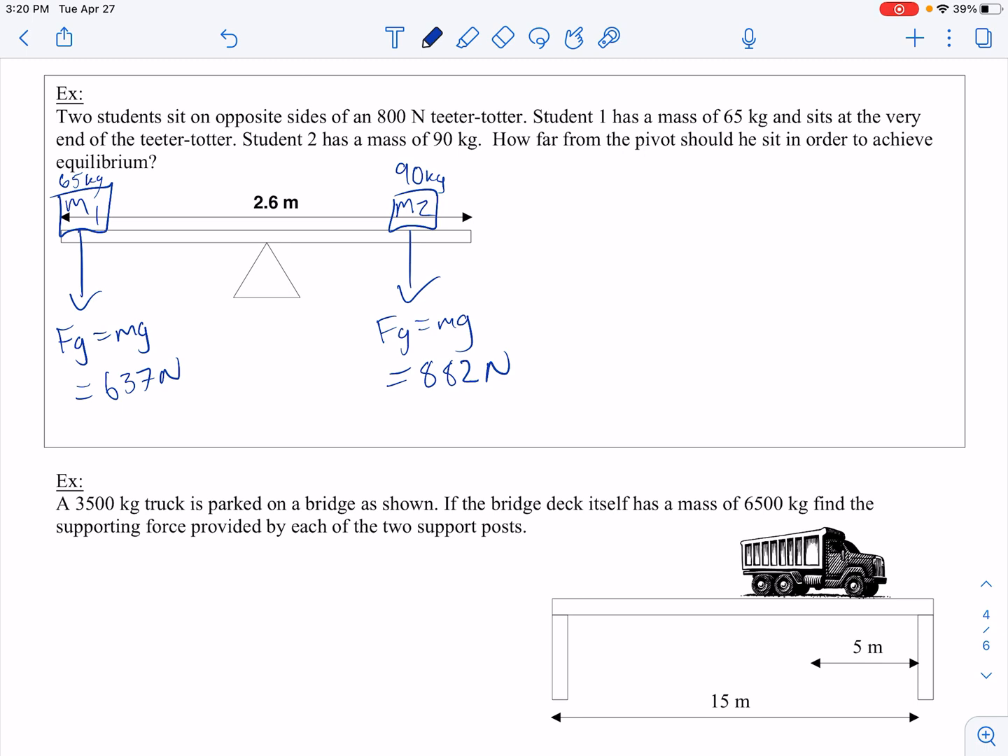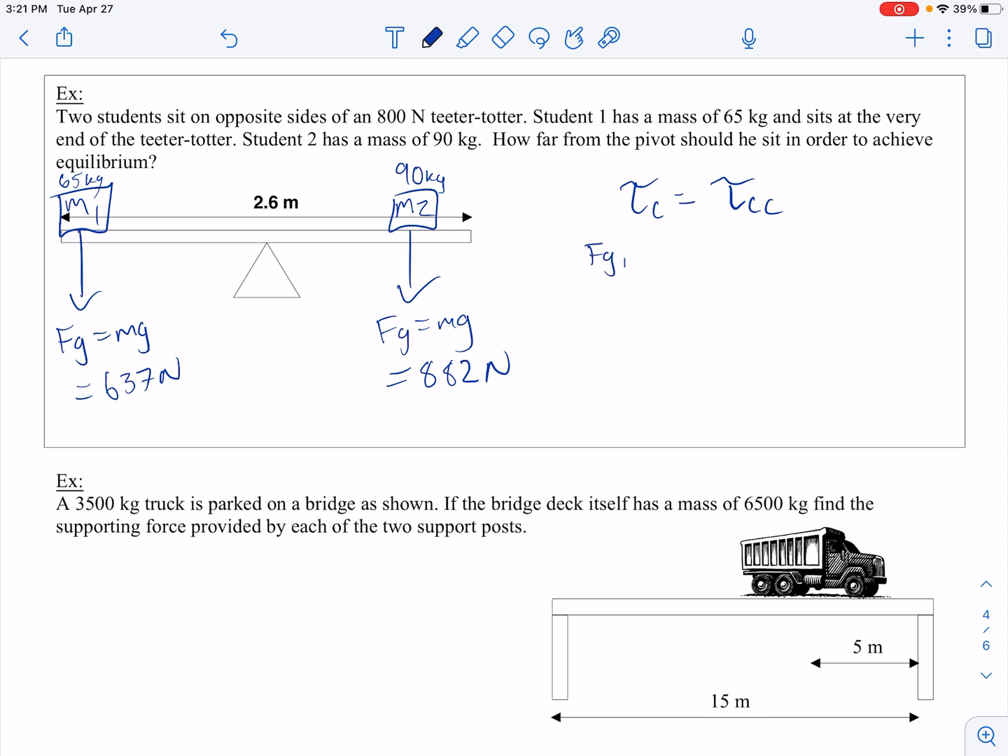But in this case, the question is asking us to set the second kid in a position where he's going to balance out the lighter kid, meaning he should not sit at the very end of the seesaw. So let's put it this way. The first kid, the kid on the left, is going to be rotating the seesaw in the counterclockwise direction, and M2, the second kid, is going to be rotating it in the clockwise direction. Our goal is to get it to be in equilibrium, so that their torques equal out.